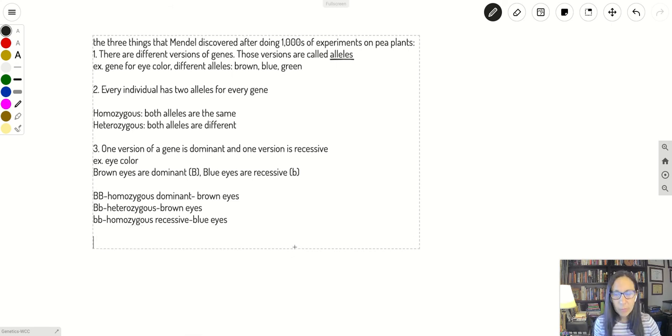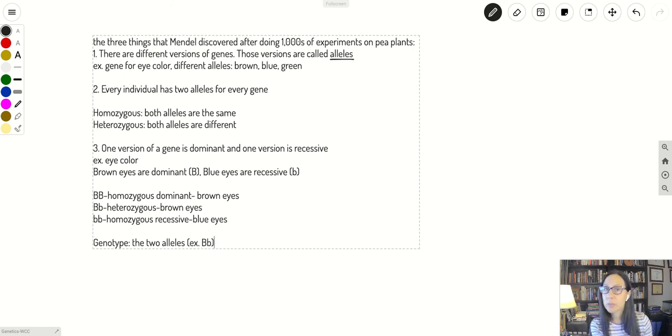Okay, the last thing that I want to point out is that when you're talking about the genes and the two alleles, that is called a genotype. Genotype is the two alleles. So in our case, it is the two letters: big B big B, big B little b, or little b little b. So for example, big B, little b is the genotype. This represents the DNA for that person. That person has two genes, one from mom, one from dad. One is a gene for the big B, which is the brown eyes. One is a gene for the little b, which is the blue eyes.